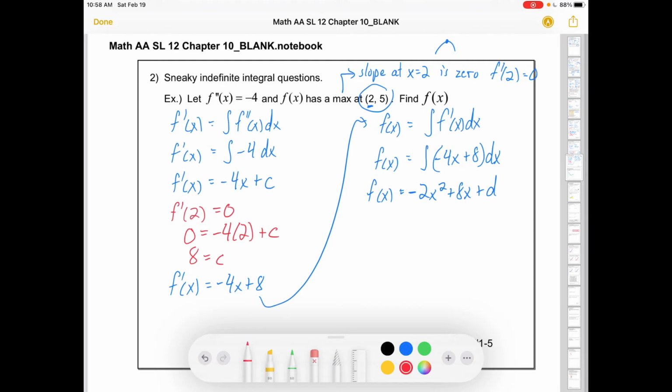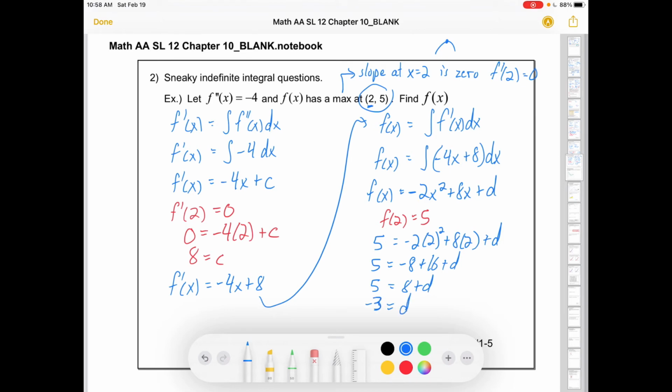But here we know f of 2 is 5. So if I put 2 in for x, I'm going to get 5 for y. And there should be a squared there. And so that's 5 equals negative 8 plus 16 plus d. Or 5 equals 8 plus d. Or d equals negative 3.